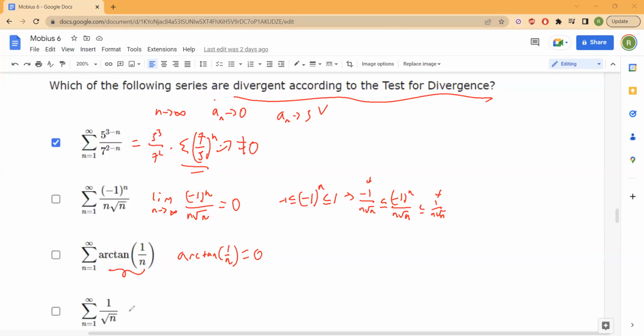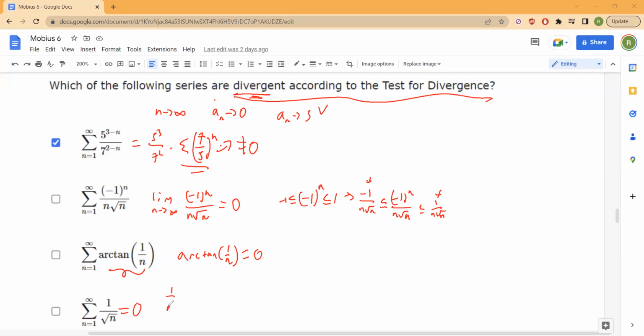Then 1 over root n as n approaches infinity: 1 over root n approaches 0, and so this one you don't know for sure if it's divergent just from the test for divergence. Although you can figure out that this is in fact divergent, you don't put it down, because here we're asking according to the test for divergence.